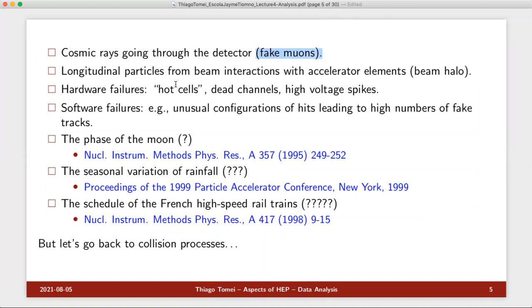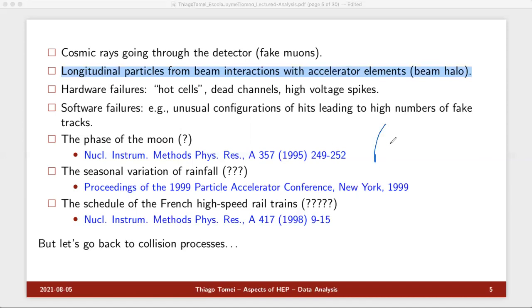Or you can have a beam halo. So the beam is coming and is going to collide inside of the detector. But here's the detector, the beam is coming here. Sometimes something strange happens before and some other particles are accompanying the beam. These don't really collide in the center of the detector, but they may give a signal somewhere around here.